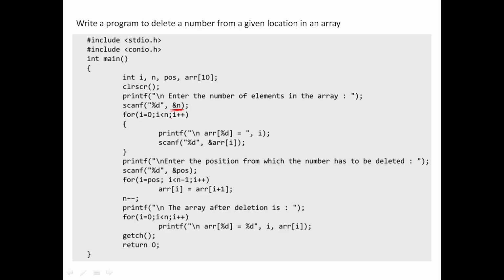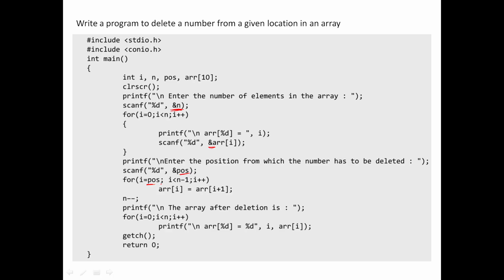And then we are reading what are those n elements using scanf inside a for, for I is equal to 0, I less than n, I plus plus. We are asking what is array of 0, what is array of 1, what is array of 2, like that. Every time we are reading the elements using the ampersand symbol. And then we are asking from which position you want to delete. Okay. So position we are reading, and as I told you, starting from the position till the last element, all the remaining elements, you need to shift to the left.